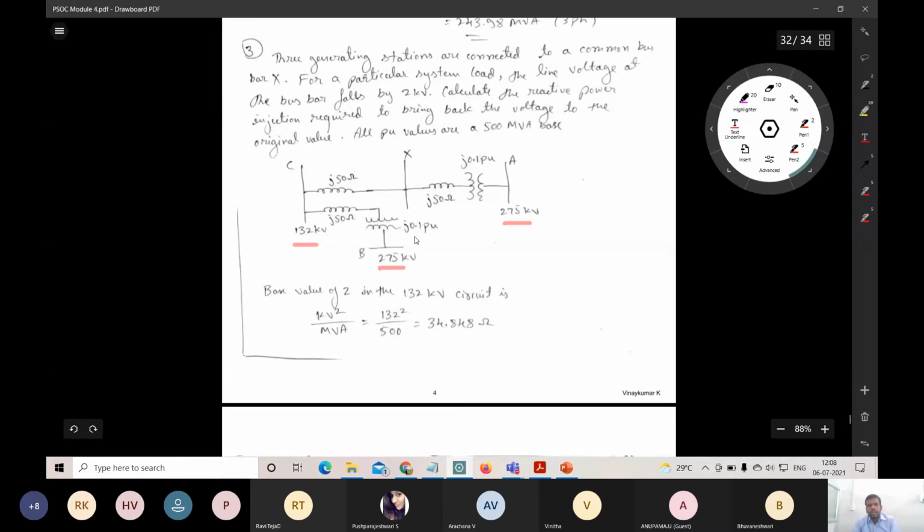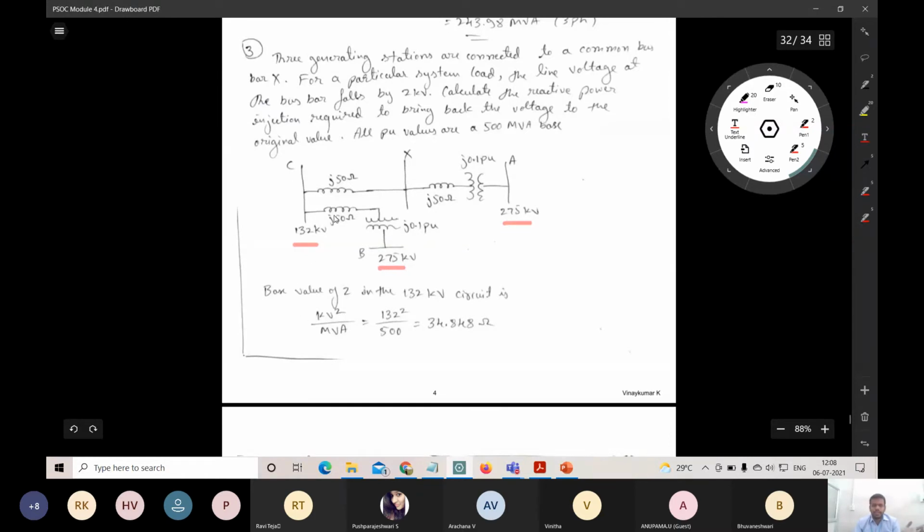Now we have to calculate the base value of Z in the 132 kV line circuit. So how to calculate the base value? We are repeatedly using the same formula: kV squared divided by MVA. kV at bus C. You can name the buses 1, 2, 3, or anything depending upon your requirement.